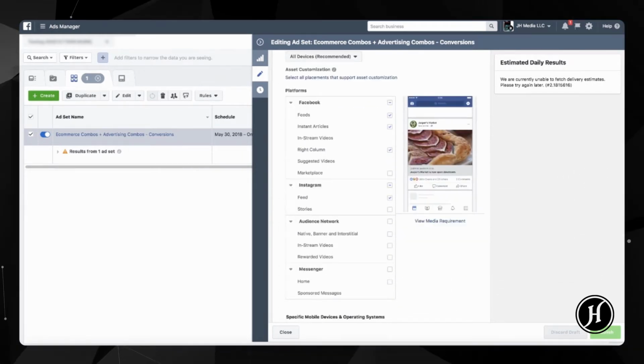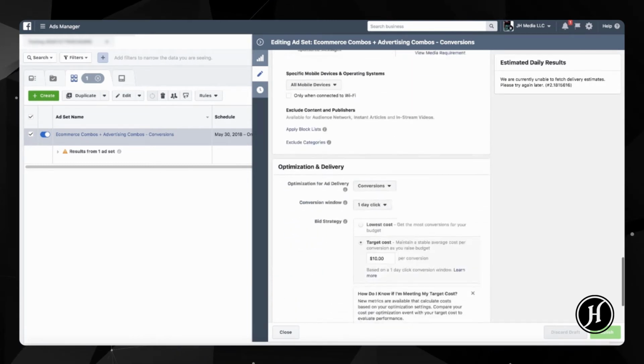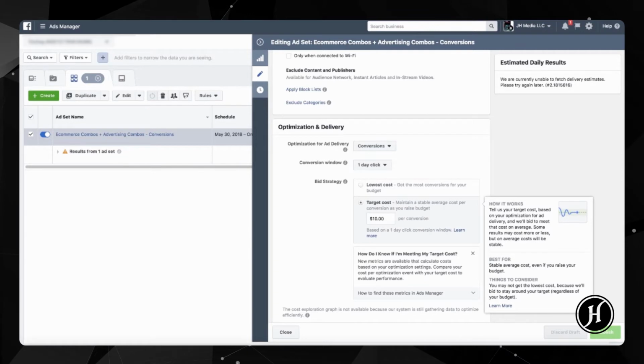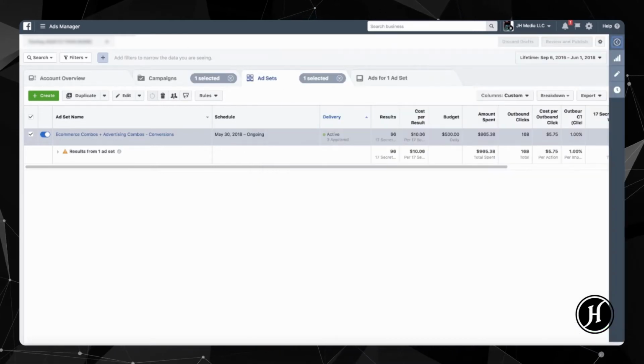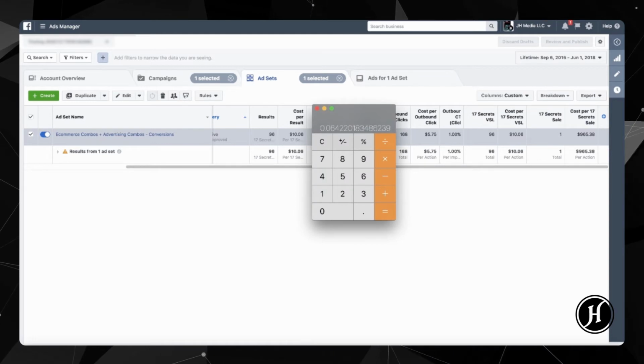My placements are feeds, instant articles, right column, and then Instagram feed. Okay, so then I'm using one day click, and I use the target cost for the bidding to be able to get me to scale, and I did $10 per conversion. Right now, with this, I'm getting $5.75 a click, but my outbound clicks, you can see 168, and I've got 96 leads. Both of those numbers are very accurate. I keep validating them every day, and they're almost 100% accurate. So I'm getting a 50+ % conversion rate there.